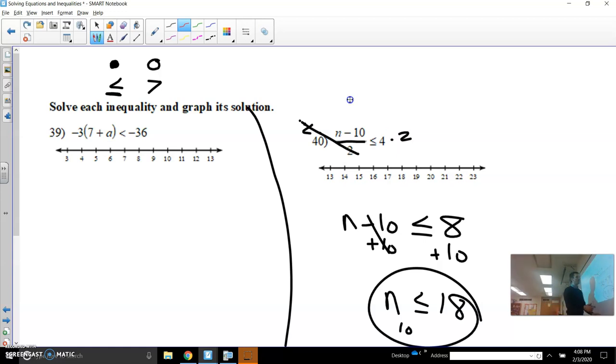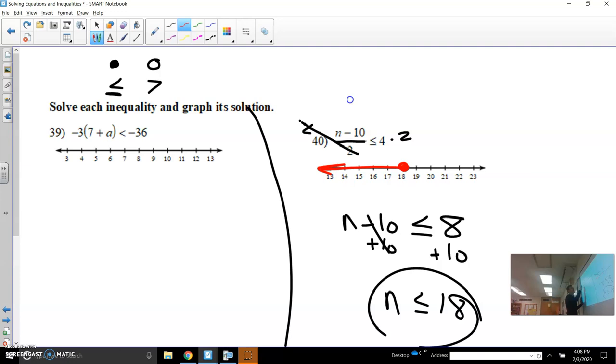So I'm going to graph that point on my number line. I want a closed 18, and that's because 18 is included in the solution, or equal, but also any value that is less. So 18 or less, okay?